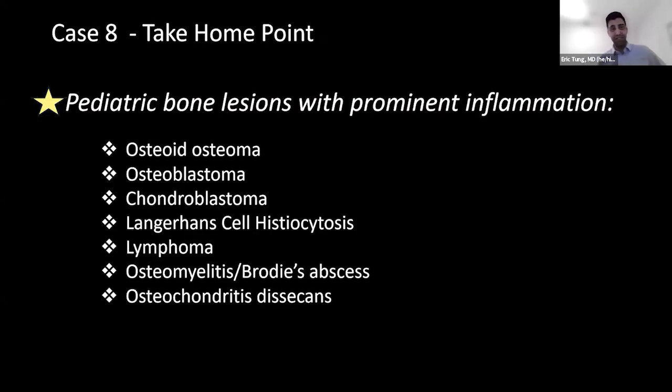And so we wanted to generate this differential diagnosis for pediatric bone lesions with prominent inflammation. Here we have it. We talked about osteoid osteomas, osteoblastomas, chondroblastoma, LCH, lymphoma, osteomyelitis, Brodie's abscess, infection, and osteochondritis dissecans. This is not an extensive list, but if you recognize that prominent inflammation and think about these diagnoses, you're going to be heading in the right direction.